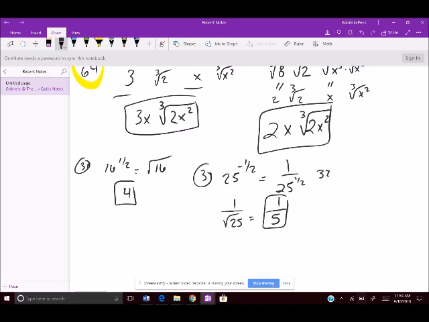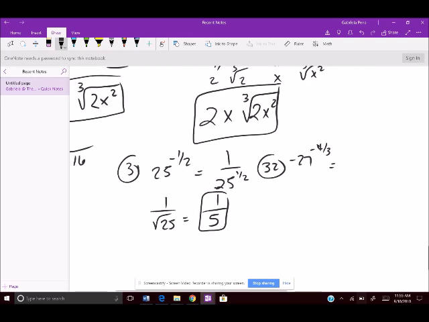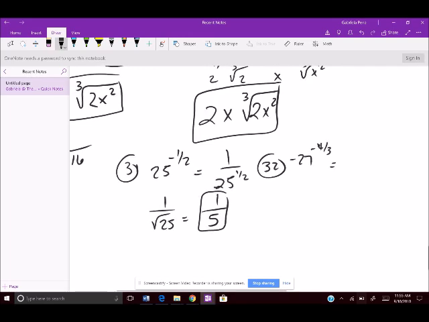Now, I could tell you the one on your test is going to be like number 32, where there's 2 numbers there. So 27 to the power of a negative 4 over 3. What do we take care of first? Oh, it's a positive 27, thanks. So we have a negative exponent only. So this becomes 1 over, and your exponent becomes positive.